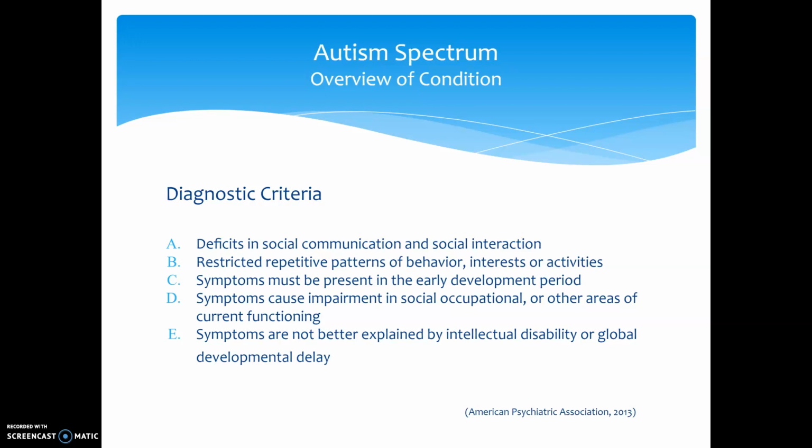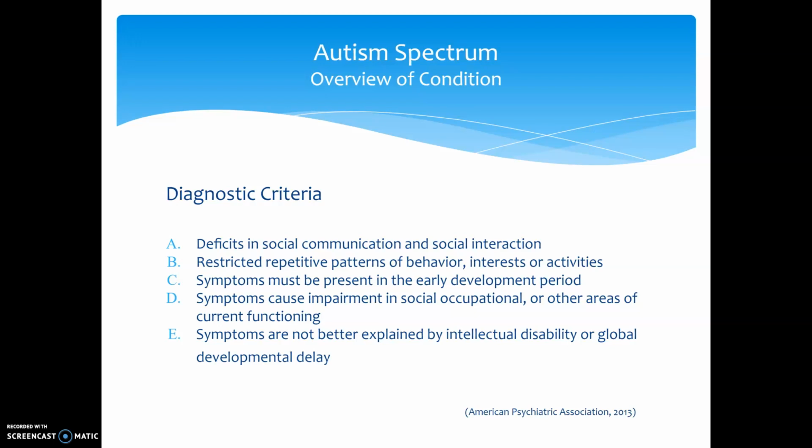The next diagnostic criteria based on the DSM-5 is restricted, repetitive patterns of behavior, interests, or activities as manifested by at least two of the following: stereotyped or repetitive motor movements, use of objects or speech, insistence on sameness, inflexible adherence to routines, ritualized patterns of verbal or nonverbal behavior, highly restricted, fixated interests that are abnormal in intensity or focus, hyper or hypo reactivity to sensory input, or unusual interest in sensory aspects of the environment.